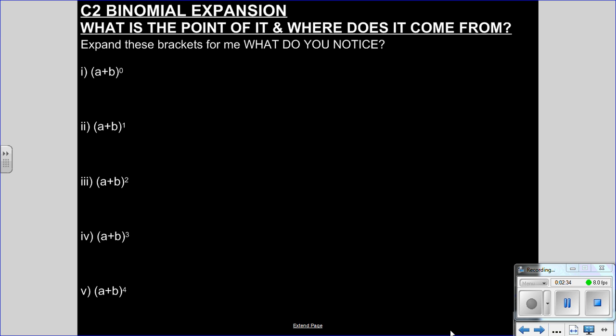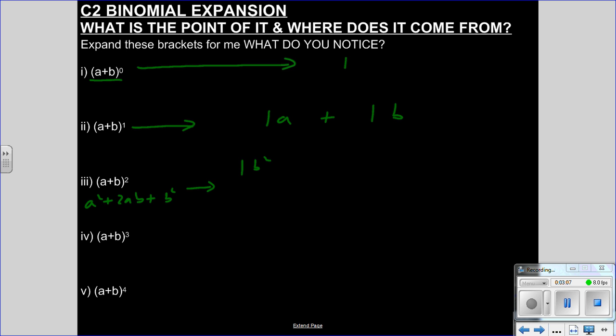So let's try this out. A plus b all to the power of 0, as we know, anything to the power of 0 is 1. A plus b all to the 1, this is the same as 1a, isn't it? Add 1b. You're going to see the point of this in a sec. What about a plus b squared? If I expand that out, that's a squared plus 2ab plus b squared, isn't it? So this is the same as 1a squared plus 2ab plus 1b squared.